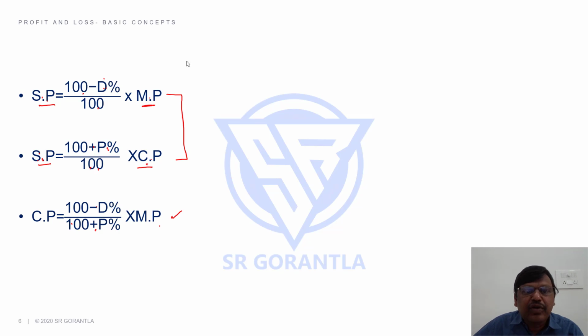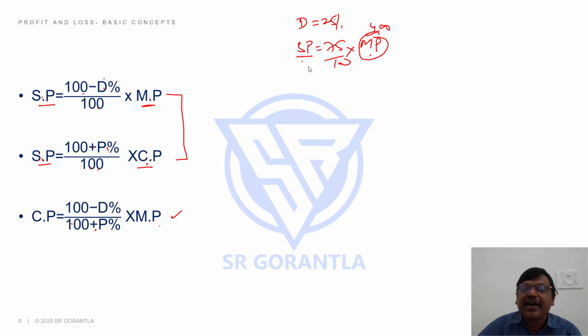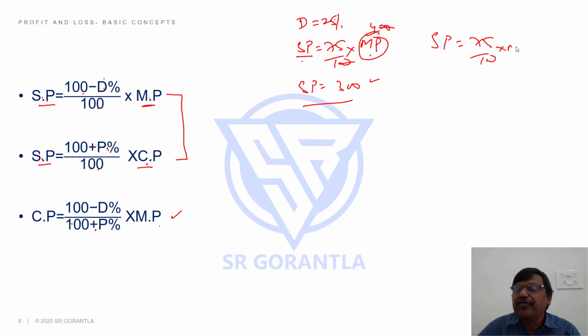But what I want you to say, students, is this. The moment I say discount is 25%, you should say selling price is 75% of market price. If you know selling price, you can find market price. If you know market price, you can find selling price. Suppose I know market price is 400, I can find selling price directly. 2 zeros, 2 zeros, 75 fours, 300 I can say. Or if I know selling price, I can find market price.